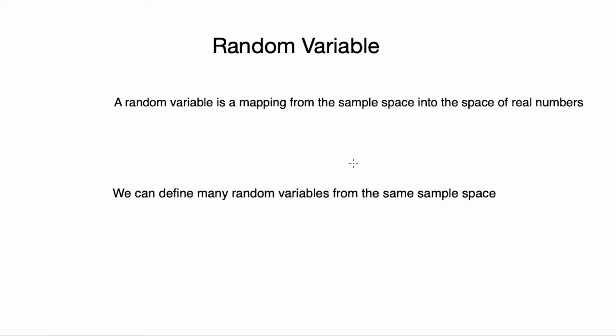Now let's talk about random variables. The random variable is something that you will hear about a lot because it is very useful in probability, and it is also very important. Let's define what a random variable is. A random variable is a function from the sample space to the real numbers.